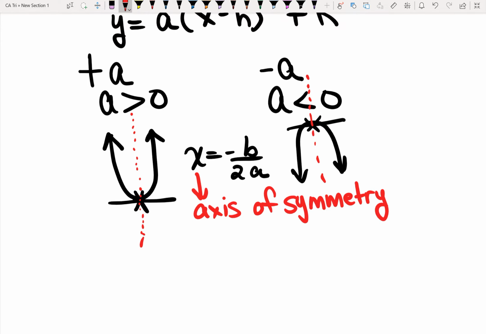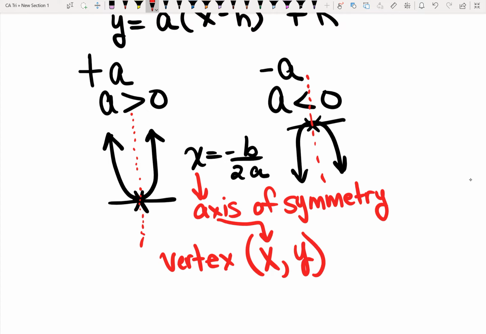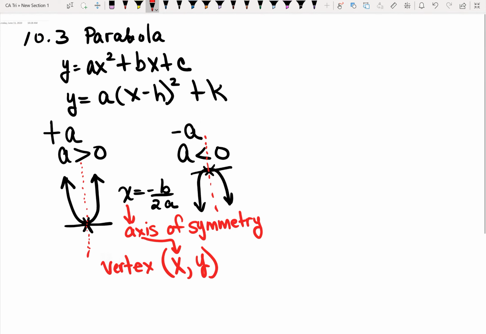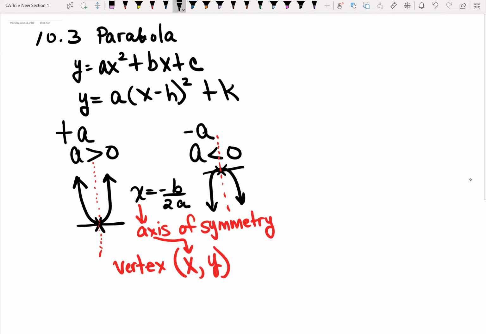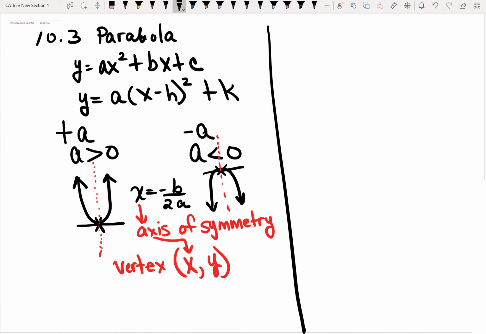The other thing to consider here is the vertex. I'm looking at the x value, which is the x value of the vertex, and then the y you can obtain by substituting x into the equation. Let me give you a couple of other formulas that you're going to need for this section.